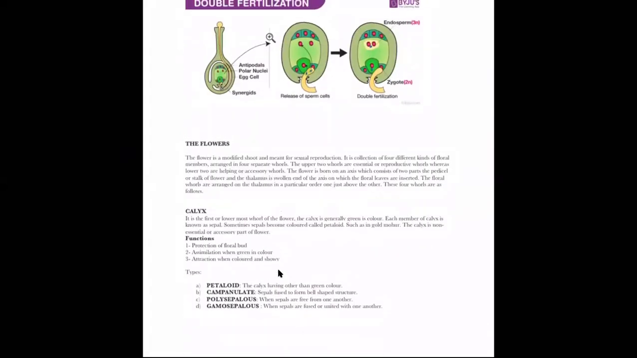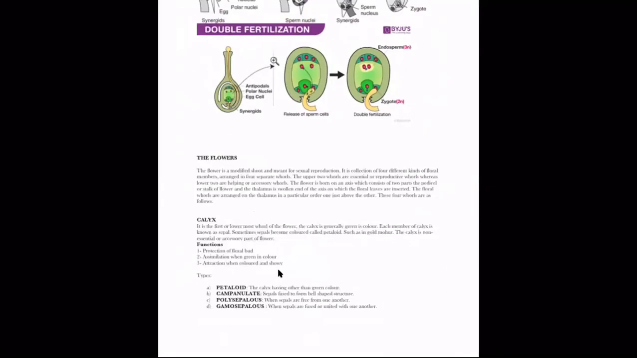Now we're going to talk more about the flowers. So the flower is a modified shoot and meant for sexual reproduction. It is a collection of 4 different kinds of floral members arranged in 4 separate whorls. Whorls basically mean the layers. The upper 2 whorls are essential for our reproductive whorls, whereas the lower 2 are helping or accessory whorls.